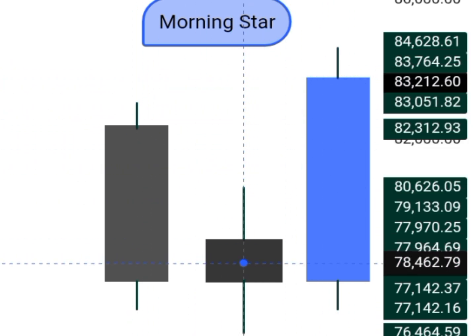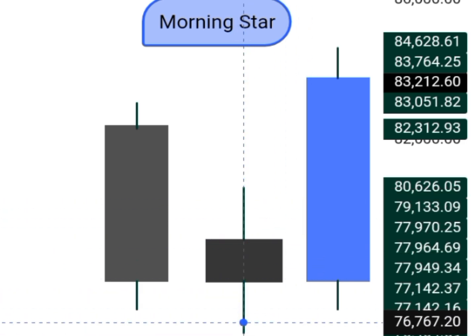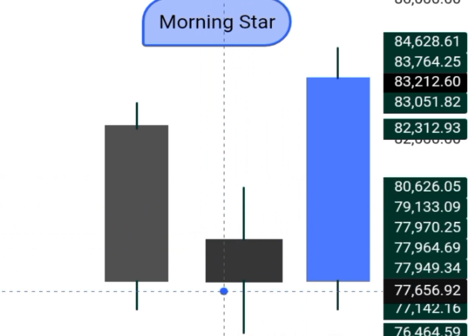So this can either be blue or black. All can be bearish or bullish, it does not matter, as long as it is a doji or spinning top here, where the wicks are almost the same. You see, it is an indecision candlestick.